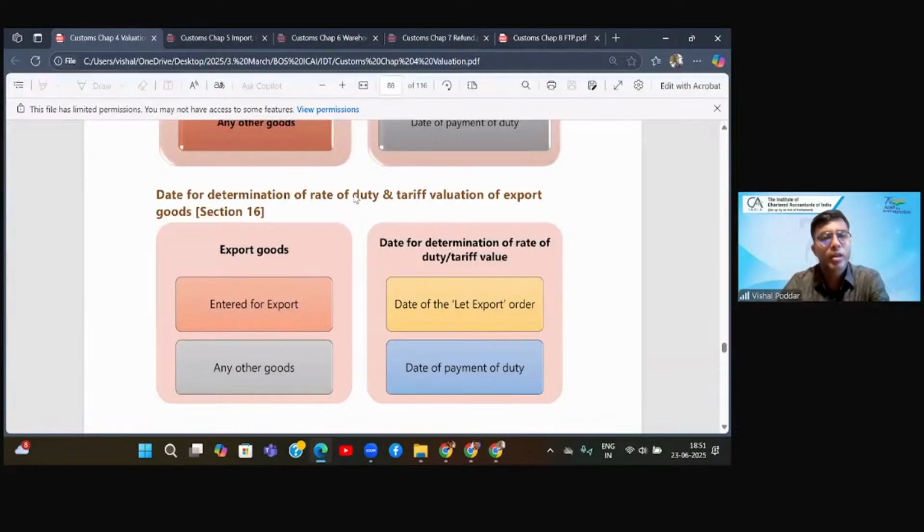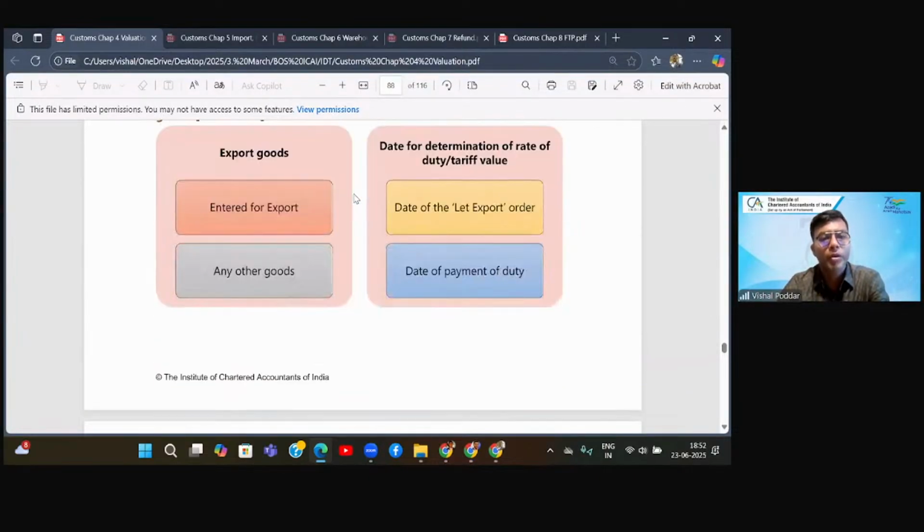What is the relevant date for determining the rate and value for export? When they are entered for export, it is the date of let export order. And in all other cases, it is the date of payment of duty.